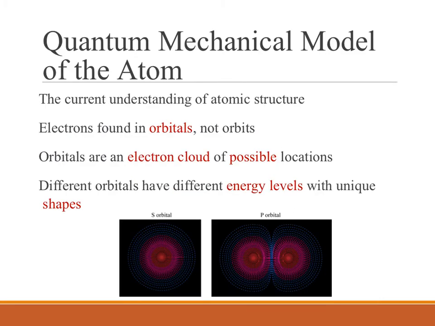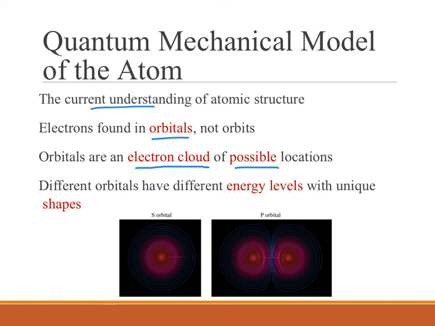So now we're going to move on to the quantum mechanical model, which is our current understanding of how atoms are put together. In the quantum mechanical model, electrons are found in orbitals, not orbits. Orbitals are really a cloud of electron possibilities. The understanding is that we can't really predict where we're going to find an electron. We can just predict where we probably will find it if we are going to look for it.